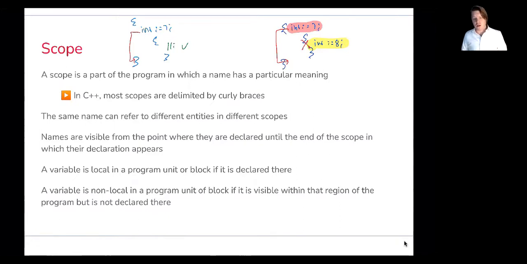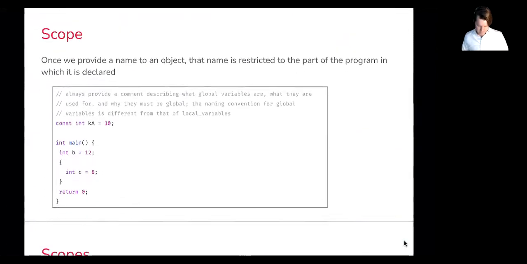So a variable is local in a program unit or block if it is declared there. So to these blocks, we have I's that are local to it. A variable that is non-local in a program unit or block is essentially visible within the region of the program. So if we had something like a global variable, that would be visible throughout the whole execution of our program, unless, again, there was some internal scope that hid its value. So scope.